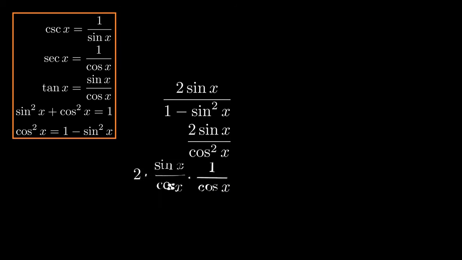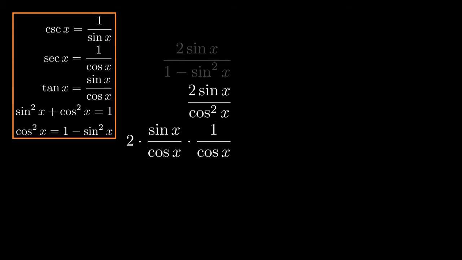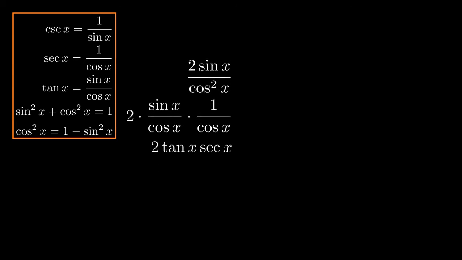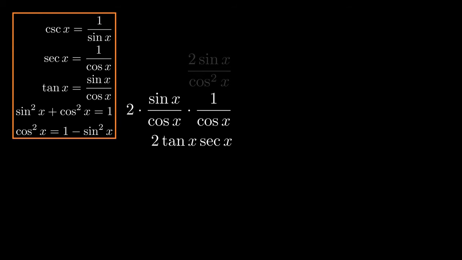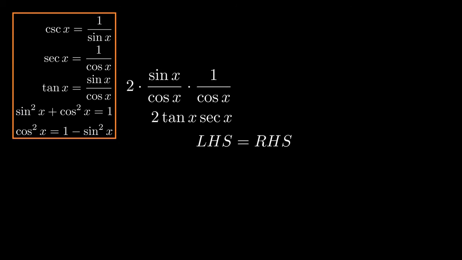Okay. Now I'm going to pull that apart into factors. And now we're going to look back at the identities and see what we can substitute in. There we have tangent and the secant. And there you have it. Left-hand side equals right-hand side. Okay, on to B, where we will use this result.